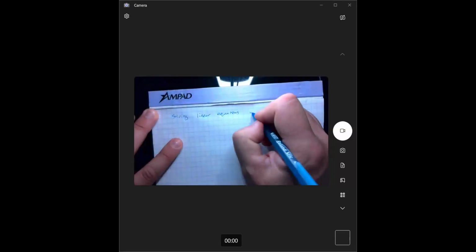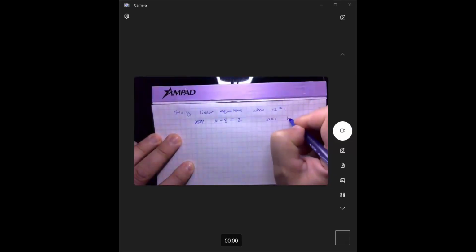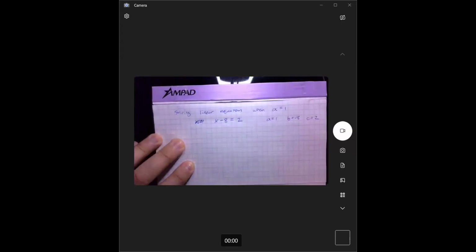In previous videos, I've actually been solving linear equations, mostly to demonstrate how we write down our mathematics. So what you're going to see here is more of a review of what we've already done. So, solving linear equations when a equals 1. Linear equations when a equals 1 would be things like x minus 8 equals 2. Here a is 1, b is -8, and c is 2.